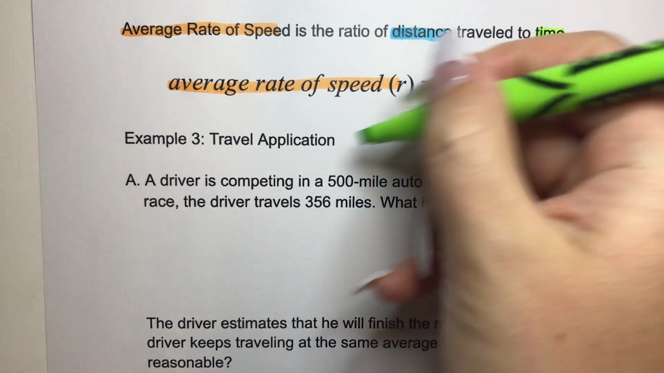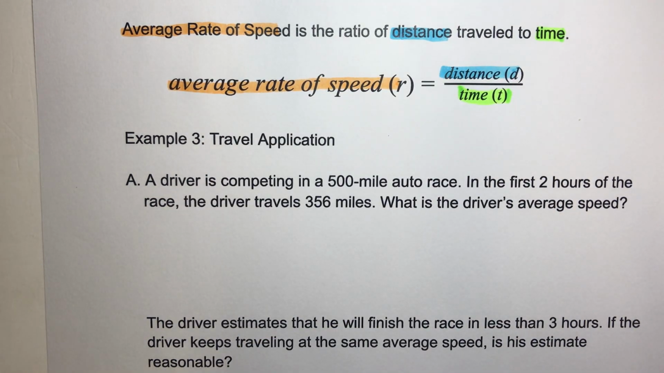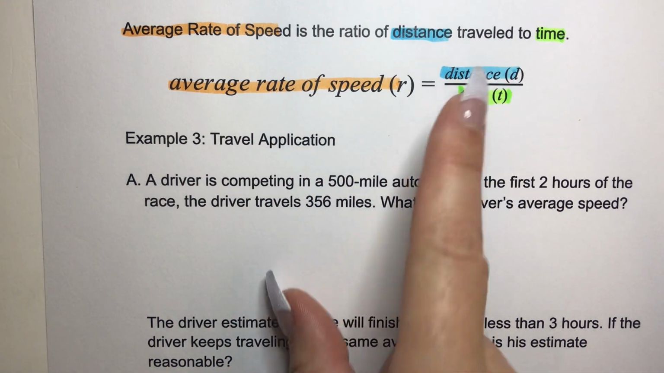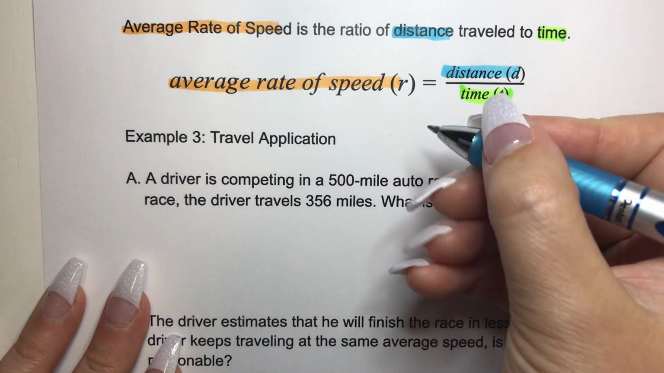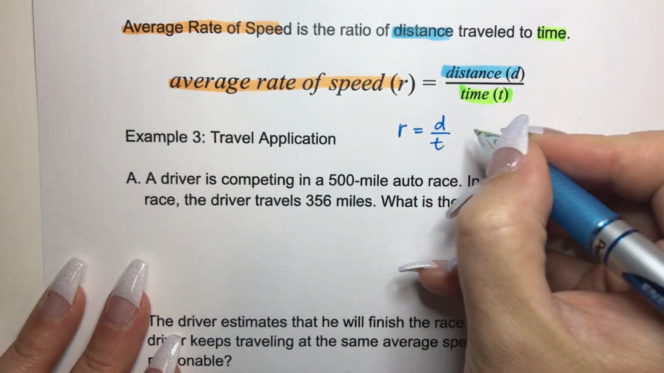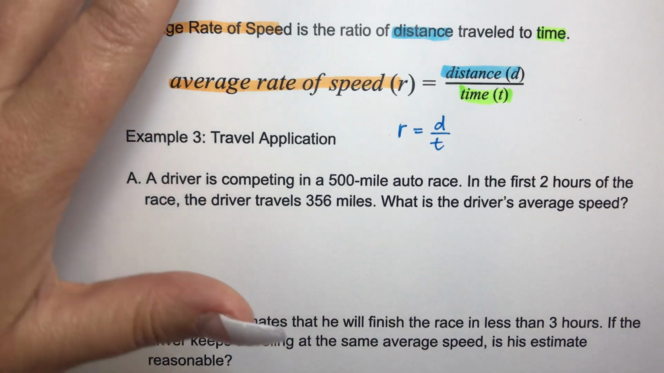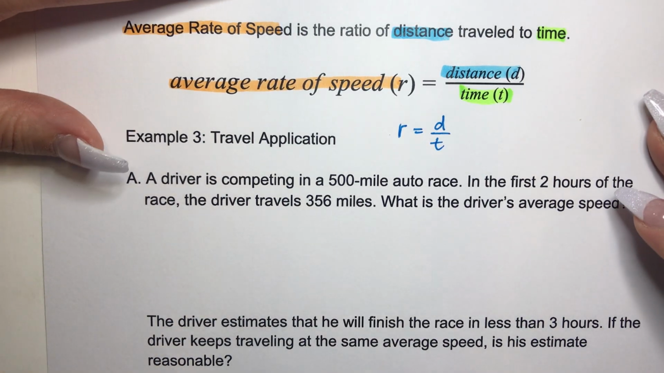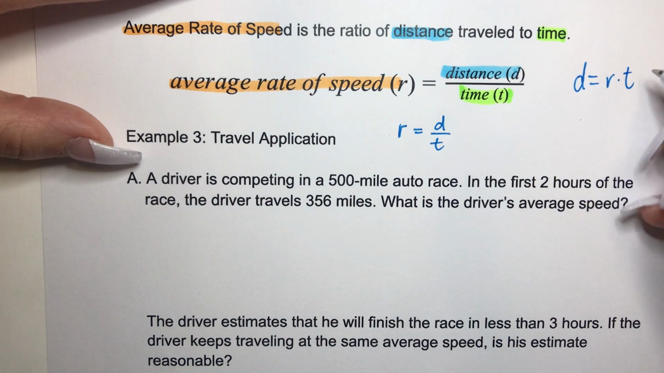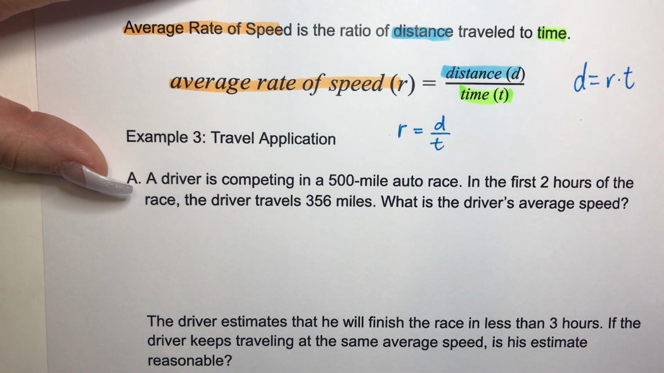Okay? So an easy way to write this is average rate of speed is R, distance is D, time is T, so we can have R equals D over T, like that. Or another version of this same formula is distance equals rate times time.